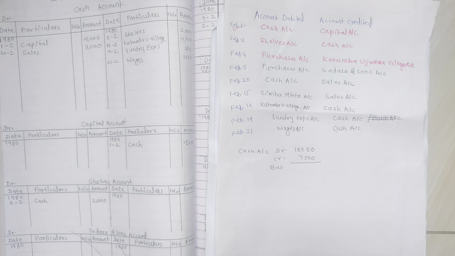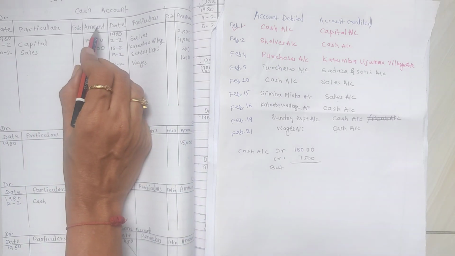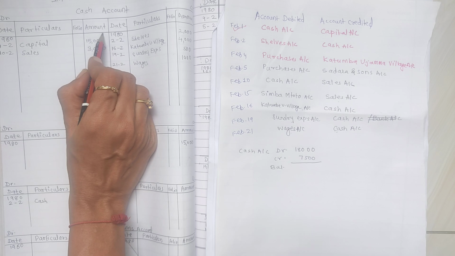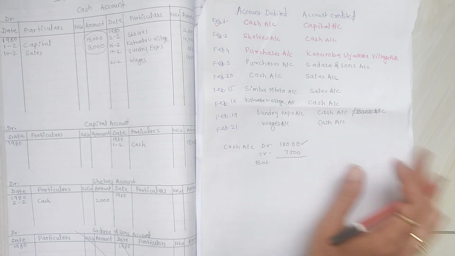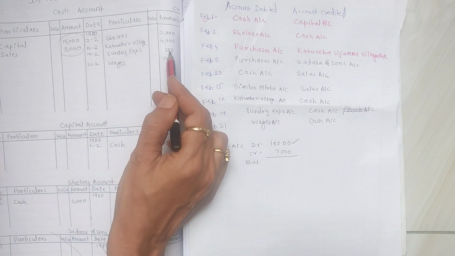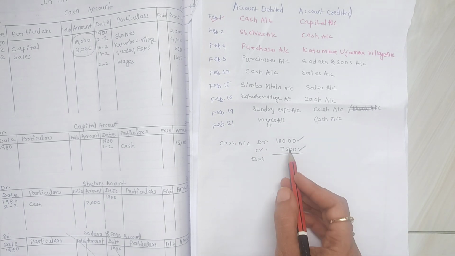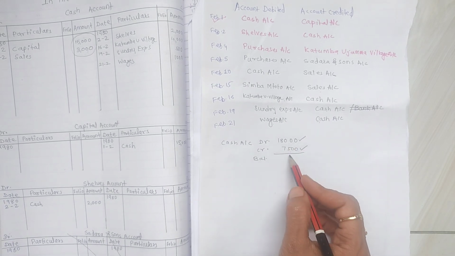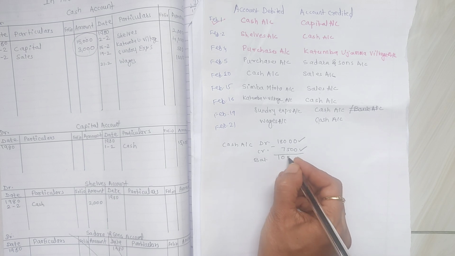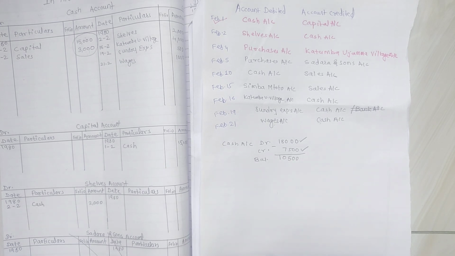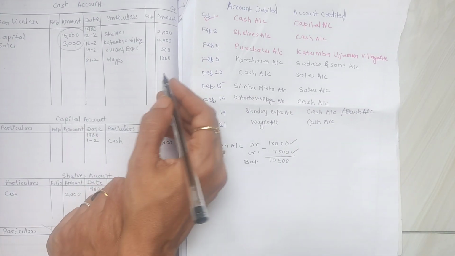While closing the cash account, again I am showing how to calculate the balance. In the first video also we calculated balance. For any account which you want to close, first make the total of the debit side. So cash account debit side total is 18,000. Credit side total is 2,000, 4,500 and 1,000, that is 7,500. Then take the difference of the two. So 18,000 minus 7,500, you will get balance 10,500.